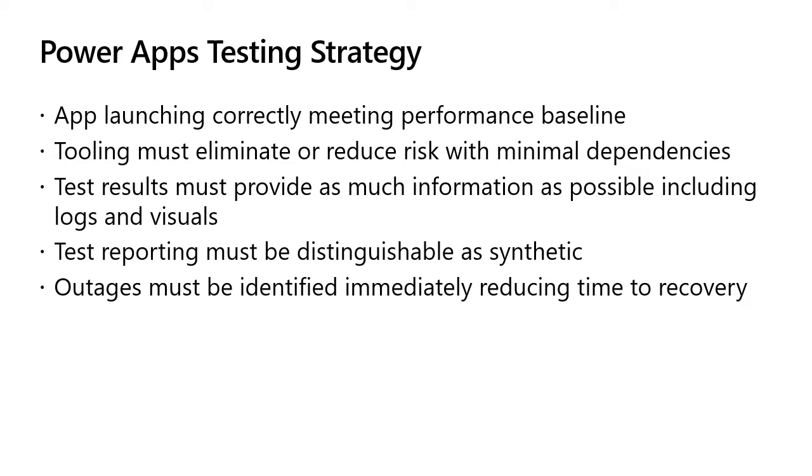Finally, any outages, be it the test engine, the infrastructure running the test engine, or the apps themselves, must be identified immediately, ultimately trying to reduce the time to recovery. If there is an issue, we need to be notified so the support and development teams can quickly deploy a fix to reduce any failure time and get back up and running. So these are our key indicators of success as we build a testing strategy. That said, let's go ahead and look at a proposed testing strategy.